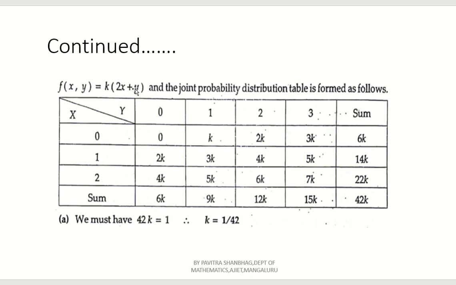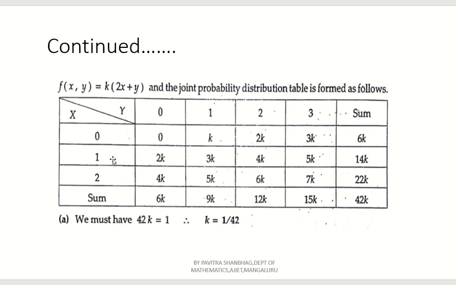2 plus 3, that is 5. 5 into k, that is f of 1, 3, so 5k. Now add this: 2k plus 3k plus 4k plus 5k. So what will you get? 2 plus 3 is 5, 5 plus 5 is 10, 10 plus 4 is 14k.